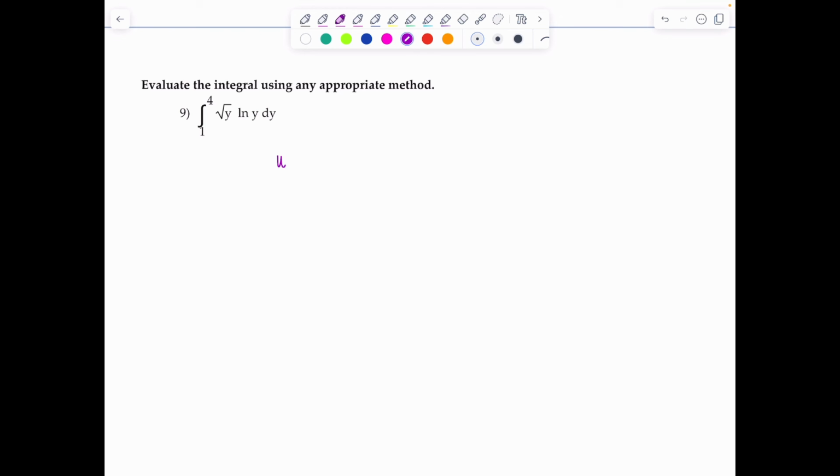So we're going to need to pick u and dv. And most of the time when there's natural log in a problem, that's what you let be u. So u is going to be natural log of y. dv is rad y dy. But you know what, guys? I'm going to already write it as y to the 1/2 dy. Okay? So now let's find du. That would be 1 over y dy. And v would be 2/3 y to the 3/2, right? Add 1 to the exponent, divide by the new exponent.